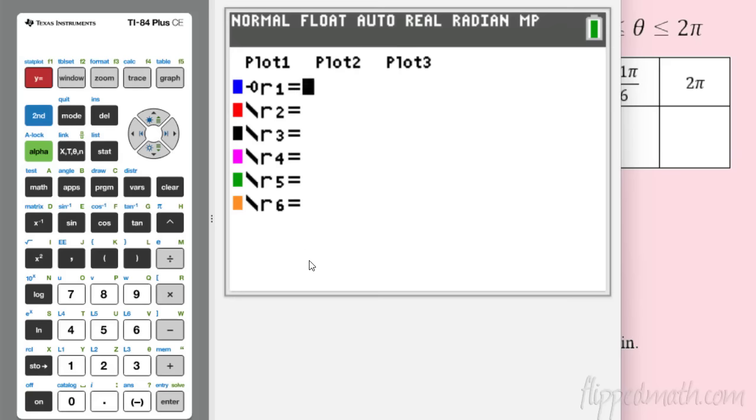Sometimes polar is also called pirate mode. Why is it called pirate mode? Because of all these R's right here. R's. Oh, that's rough. That was really rough. I'm just kidding. It's not called pirate mode. It's only called polar mode.